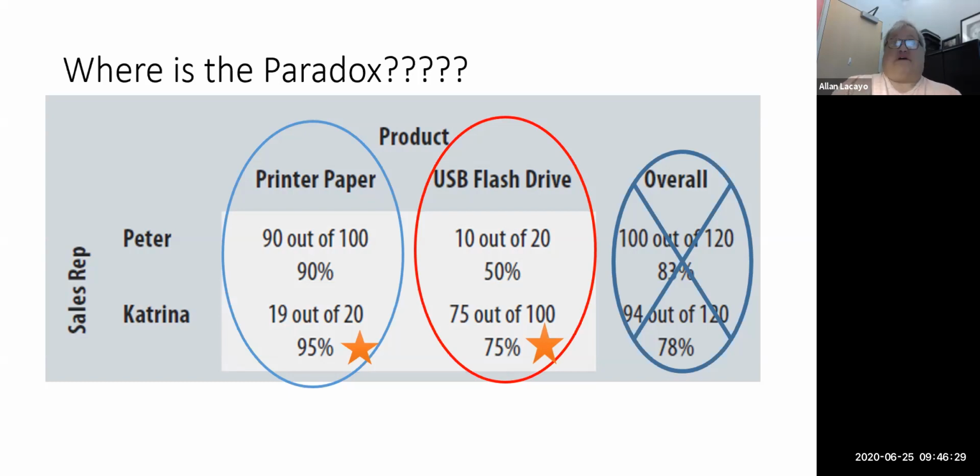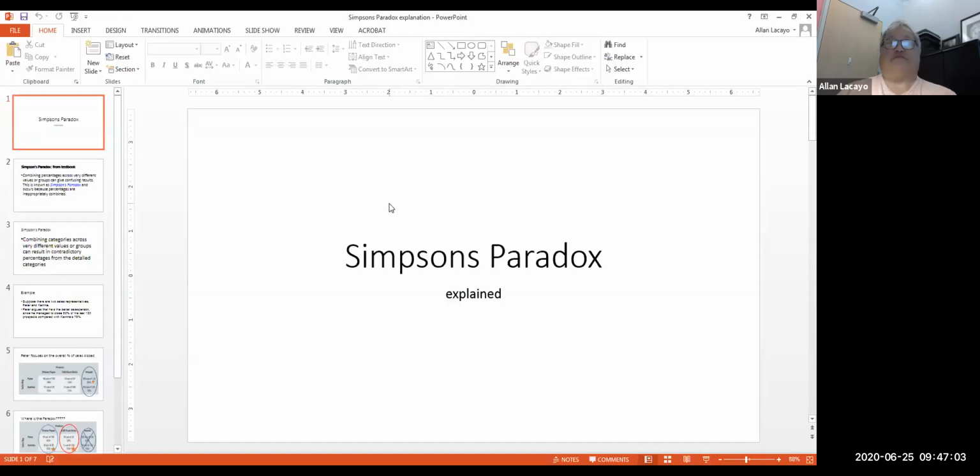Now here comes the key part. Paper sales are easier to close than flash drive sales. And so what ends up happening when you group printer and flash drive sales together is that the printer paper percentage of closings influences the overall percentage higher than the flash drive sales, which brings it down, causing Katrina to look worse overall than Peter, and causing Peter to look like he is the better closer of sales. And so there's the root of Simpson's paradox.